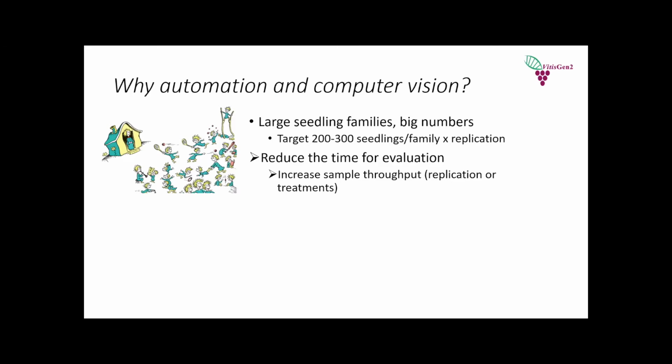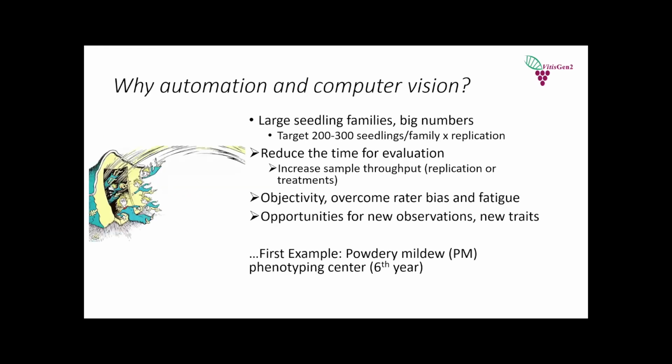you really need to reduce the time for evaluation. By increasing sample throughput through automation, we can either achieve greater replication or we can think of additional treatments. And I think you'll see some examples of that today. In addition, often a computer is more objective than a person is. This idea that I showed you about rating disease severity in a vineyard is subjective and subject to rater bias. Also, when you're looking at thousands of vines in a day, you're subject to fatigue. Computer vision also gives you opportunities for new observations and new traits that you might not otherwise be able to pursue.